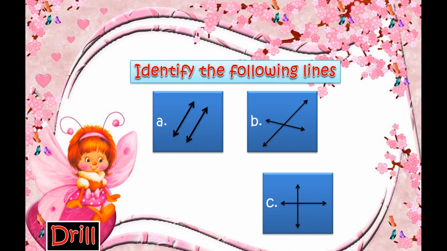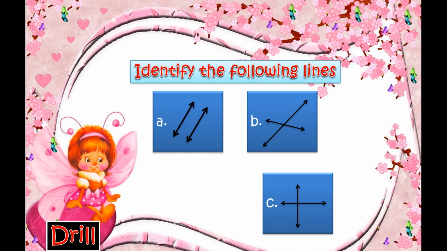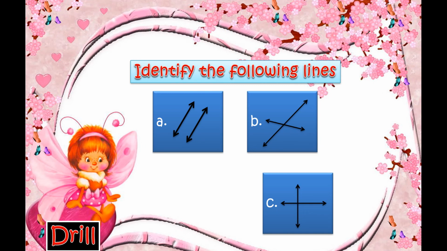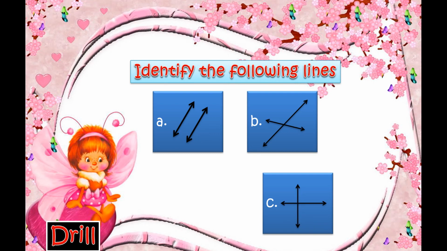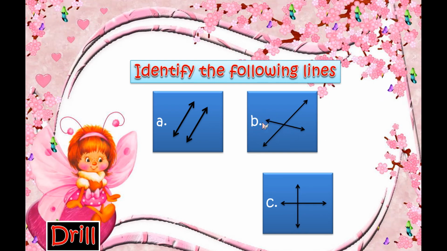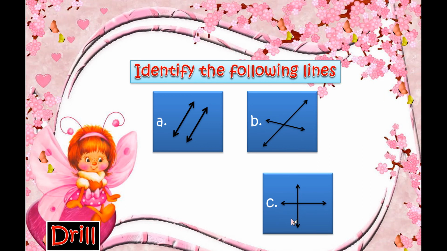For letter A, what are those lines? For letter B and for letter C, can you still guess what are the answers? Okay, so for letter A, those are parallel lines. For letter B, those are intersecting lines. And for letter C, these are the perpendicular lines.